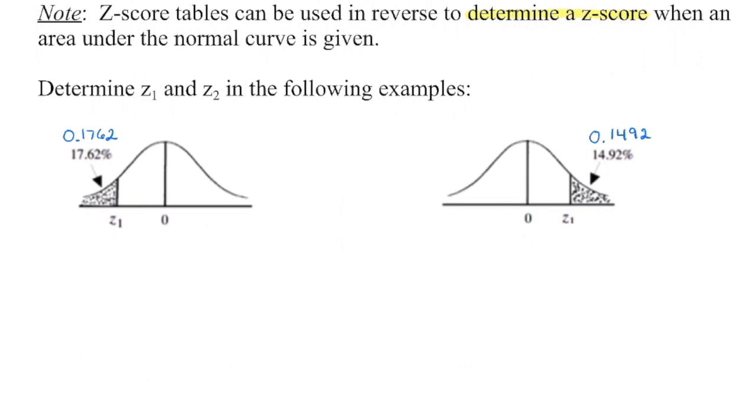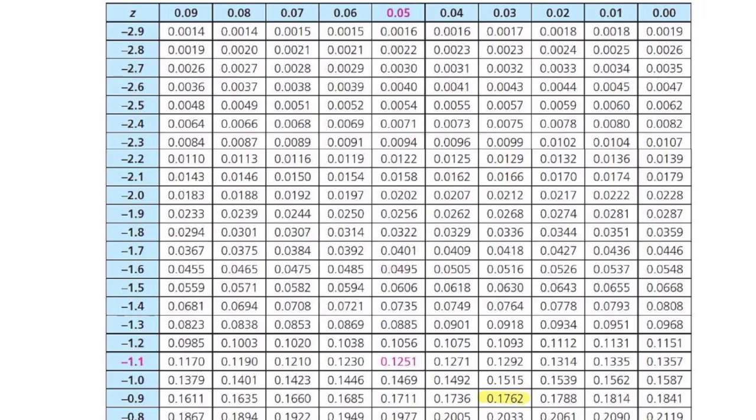Because our z-score table uses decimal values, I've changed this 17.62% into a decimal, and I'm going to go through that middle part of the table and find the z-score that most closely corresponds to that value. Because I was below the mean, I know my z-score is going to be negative. I also know that those numbers go in order.